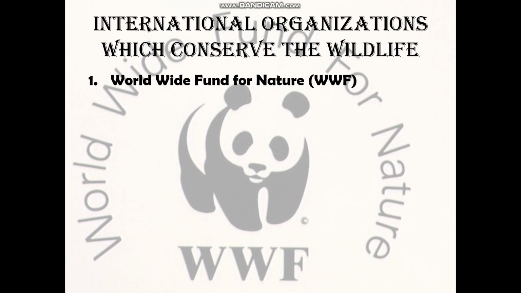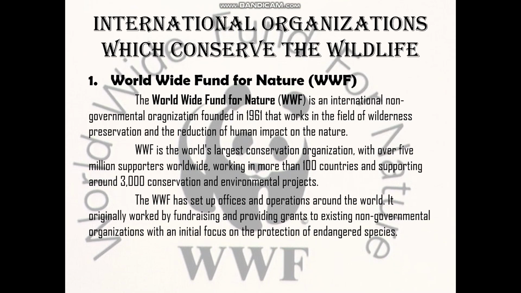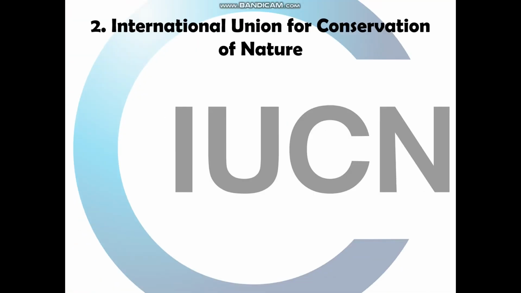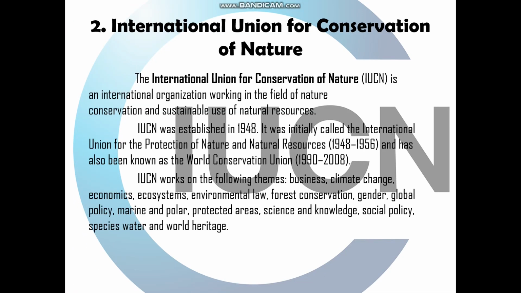We have enlisted two of them. Number 1, Worldwide Fund for Nature, WWF. The Worldwide Fund for Nature is an international non-governmental organization founded in 1961 that works in the field of wilderness preservation and the reduction of human impact on nature. Number 2, International Union for Conservation of Nature. The International Union for Conservation of Nature, IUCN, is an international organization working in the field of nature conservation and sustainable use of natural resources. IUCN was established in 1948. Now we would like to end this presentation.